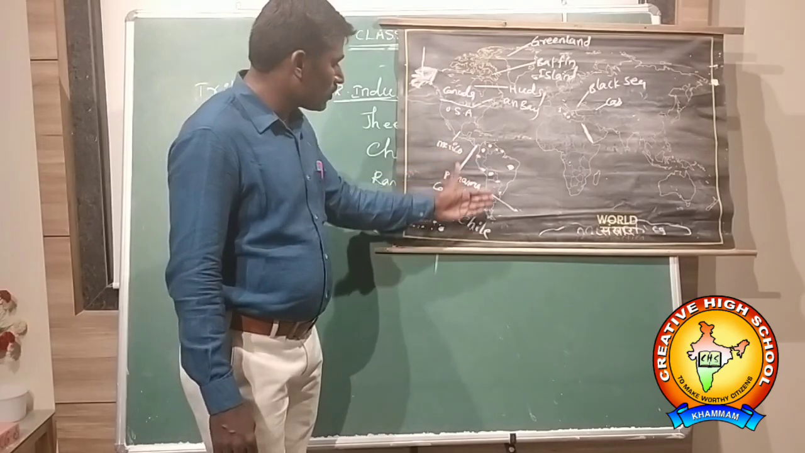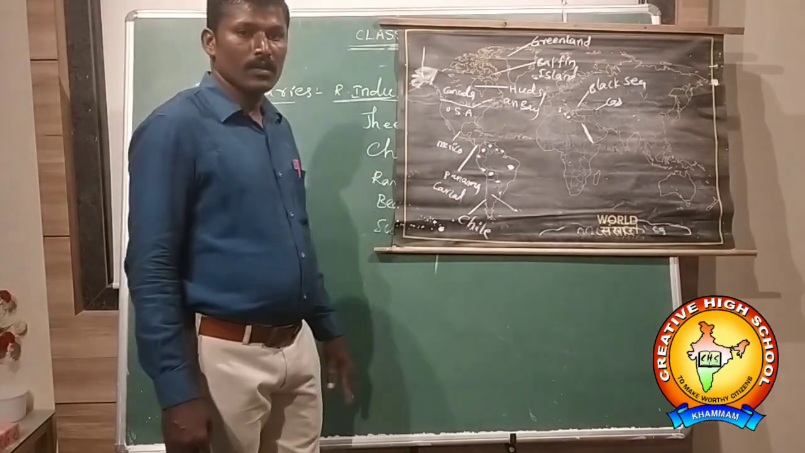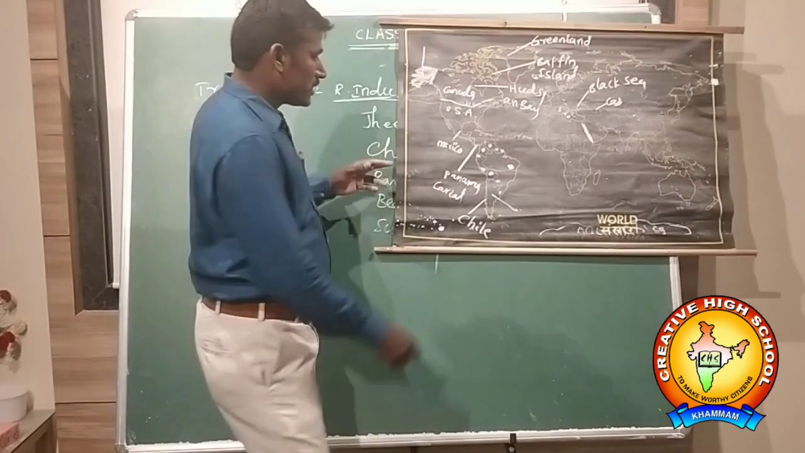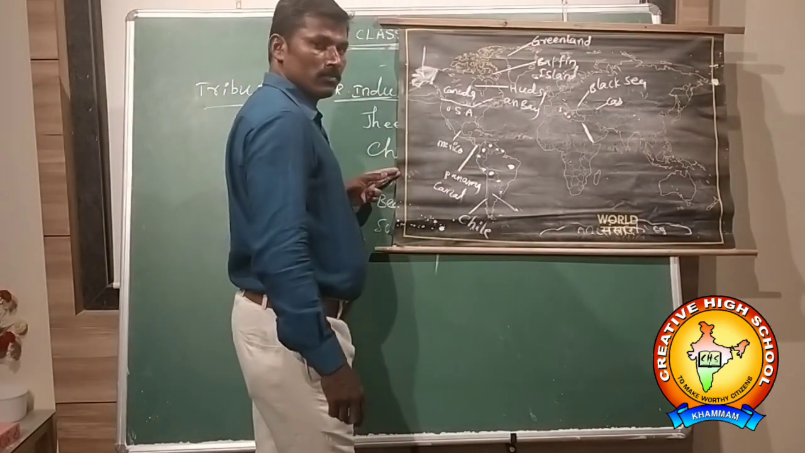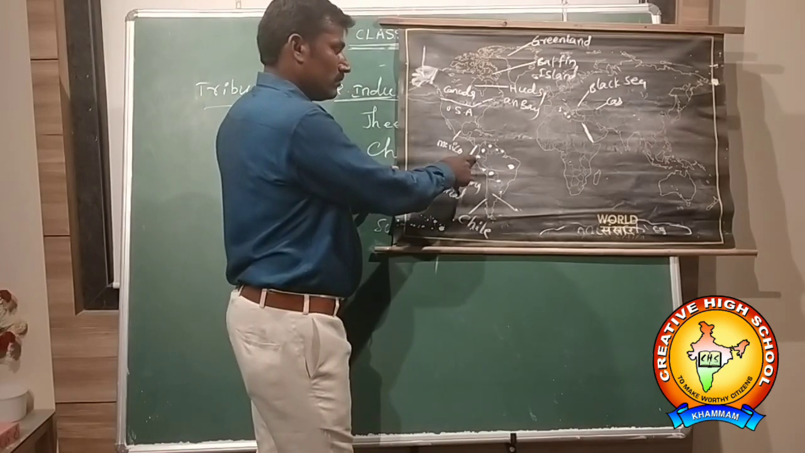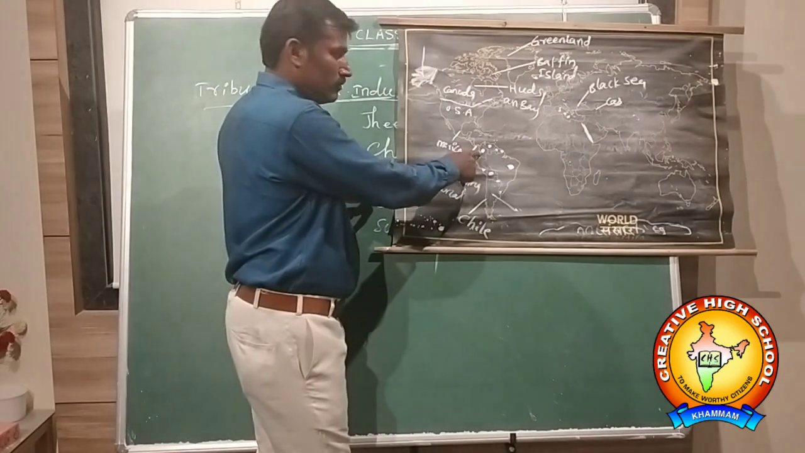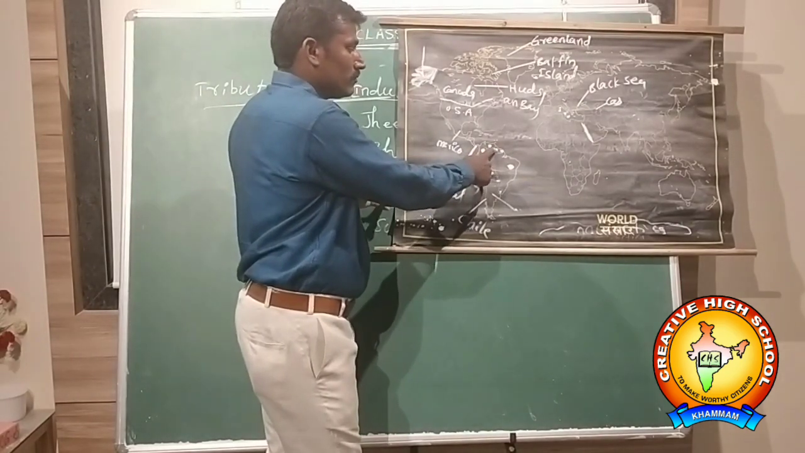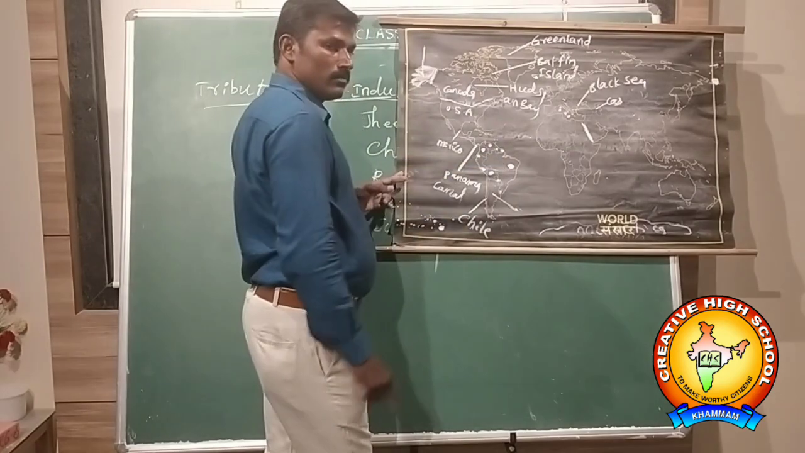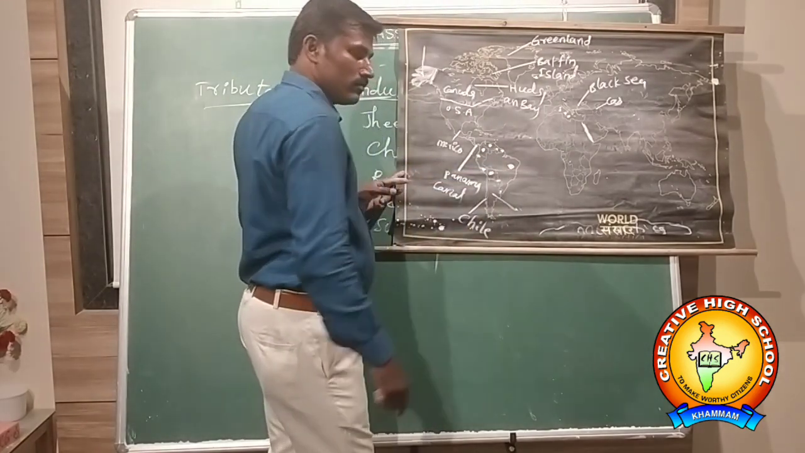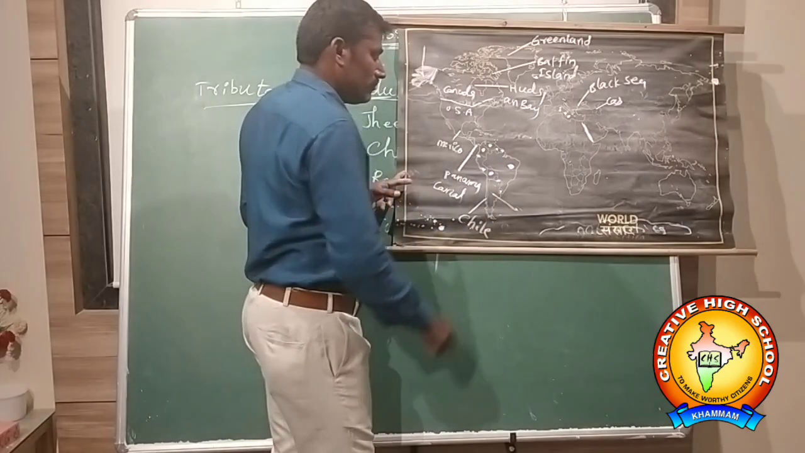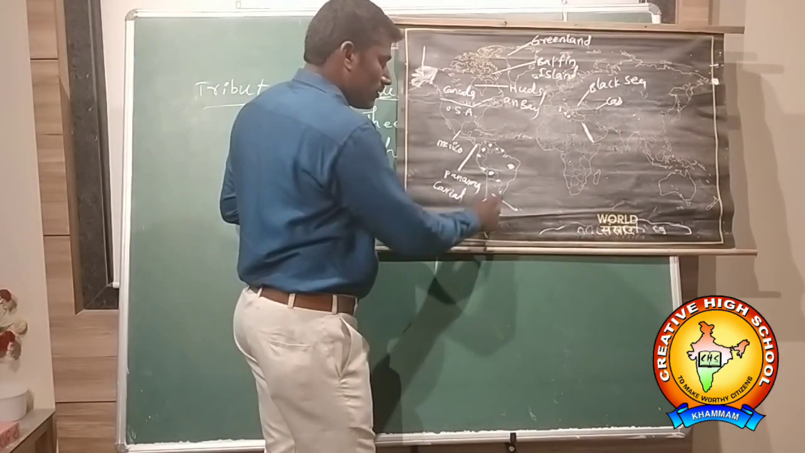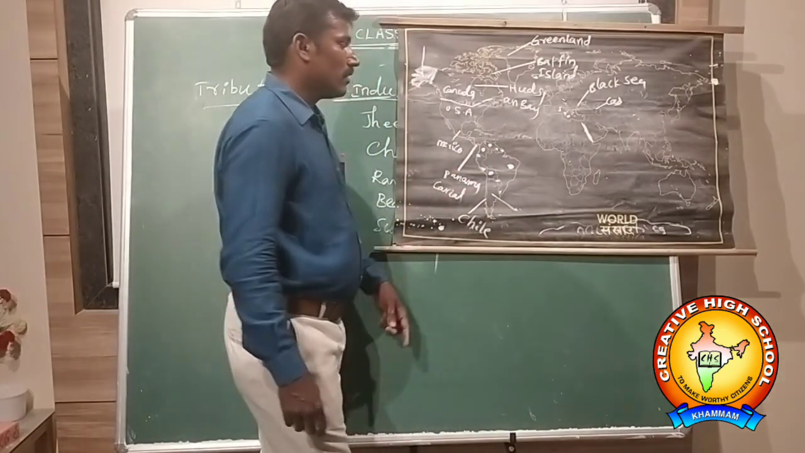And now we are coming into South America. The longest country in the world is Chile. Next one is Peru, Ecuador, Colombia, Venezuela, Guyana, French Guyana, Brazil, Bolivia, Uruguay, Paraguay, Argentina.